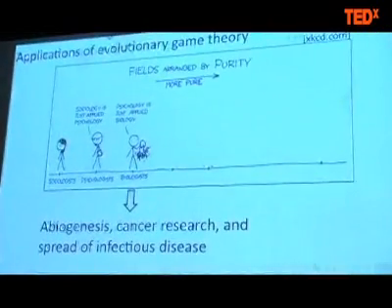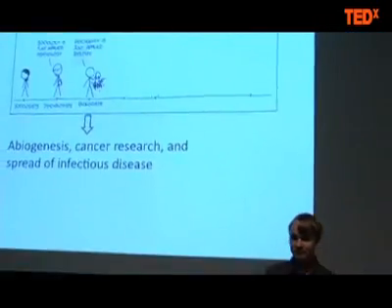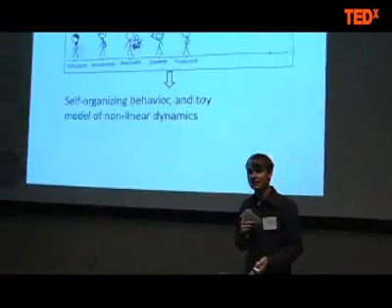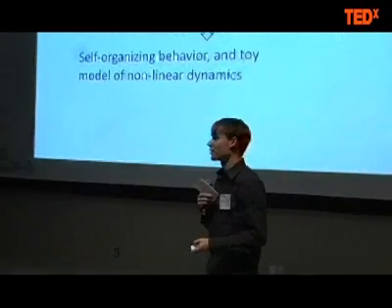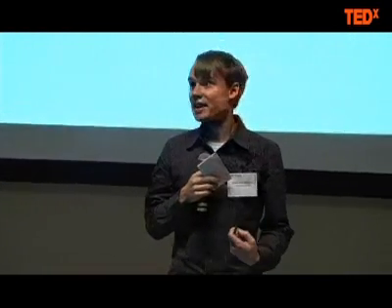We can look at biologists who look at how the first molecules came together to form life, or how single cells came together to form multicellular organisms, or even cancer research and the spread of infectious disease, such as the swine flu. Even chemists and physicists use this as a model of self-organizing behavior and a toy model of nonlinear dynamics. And of course, it comes back to computer scientists and mathematicians, who also use this to study ideas like network structure and distributed computing.